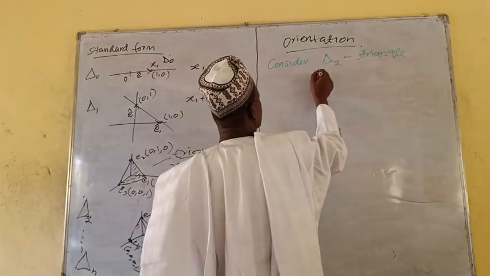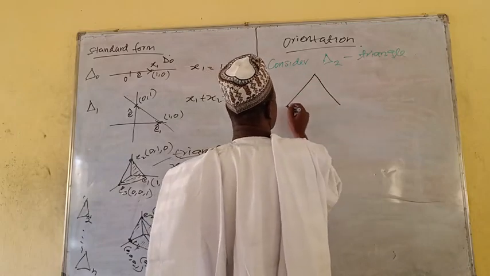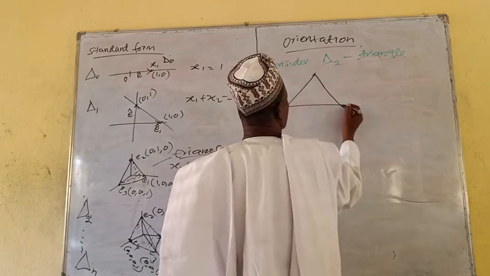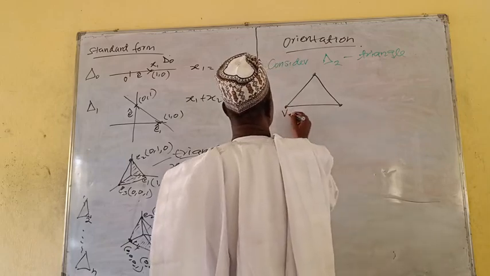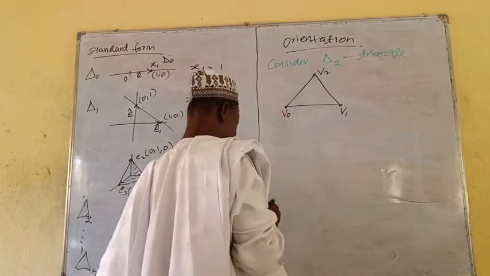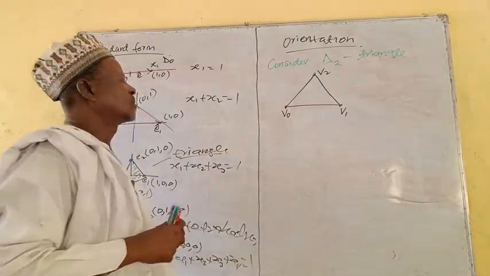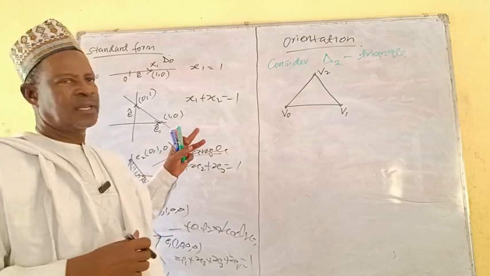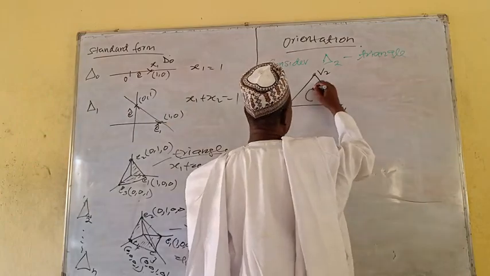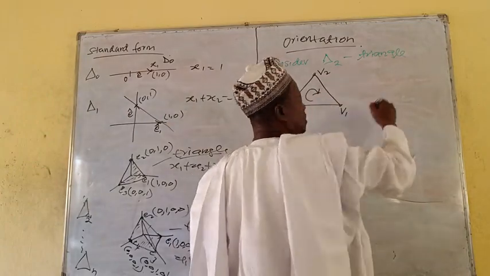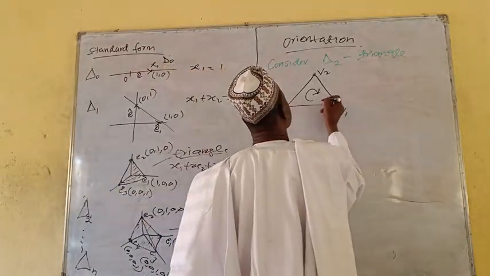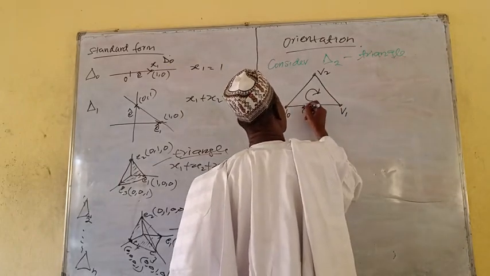Let us draw one here. Assign it a vertex, assign this triangle vertices B0, B1, for example. Now there are two ways I can orient this triangle. I can either tilt it this way, which is called clockwise, or I can tilt it the other way around.